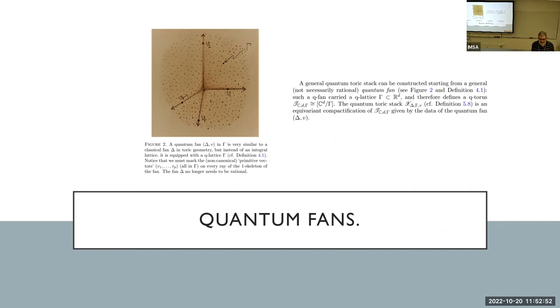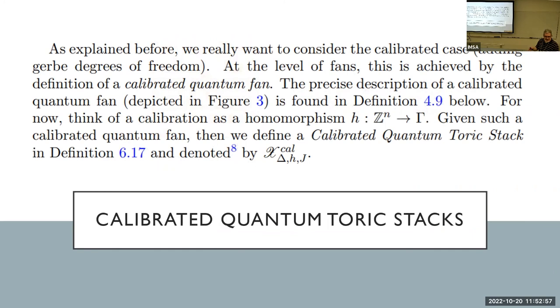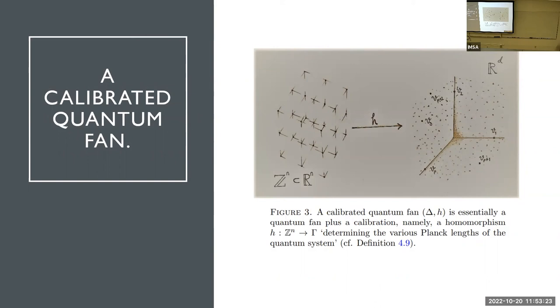And our friend Lev has defined these Stuckey fans with his collaborators, and these are a particular case of this story. But before, we really want to consider the calibrated case, adding the B field. Turning on the electromagnetic duality at the level of fans is achieved by the definition of a calibrated quantum fan. So let me tell you what a calibrated quantum fan is. This turns on the electromagnetic duality. Not only having this, but remembering H. So the Planck's constant becomes many Planck's constants in higher dimension, not one.